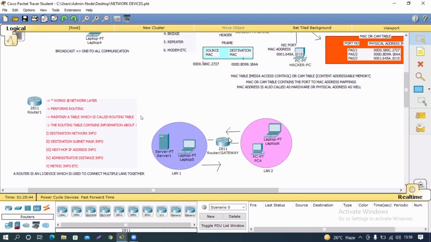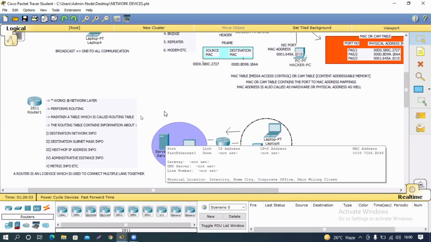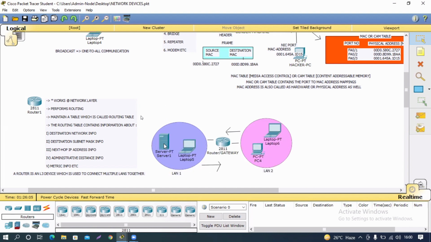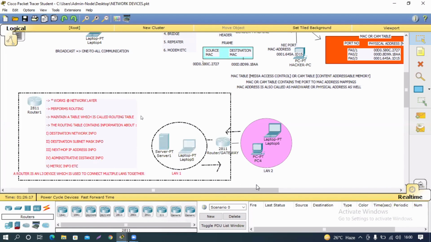So always your router performs this function. In very simple words, if you want to describe your router, it is simply a network layer device, that is your L3 device, which is used to connect multiple LANs together, so that information from here can be accessed from here, and information from here can be accessed from any other LAN. Whatever LANs you have, if you want to connect from one LAN to another LAN, you can always use a router. So this is your layer 3 device, the network layer.